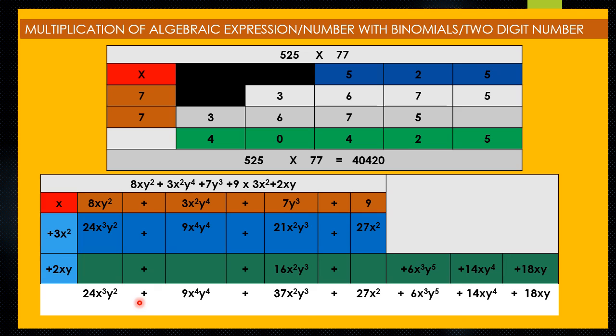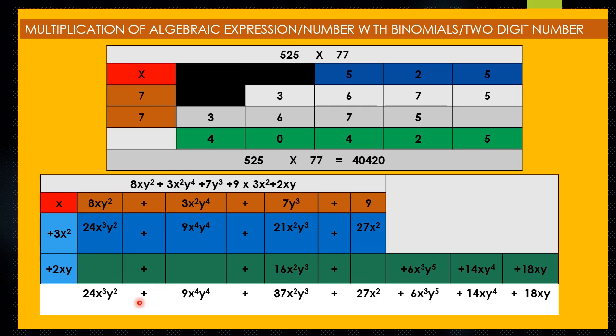And adding 21x square y cube with 16x square y cube. So adding the coefficients, adding 21 with 16, we get 37. And in addition, we are not concerned with the exponent. Just bring the exponent as it is. We have taken from the x square y cube only, and we have just added the coefficients.